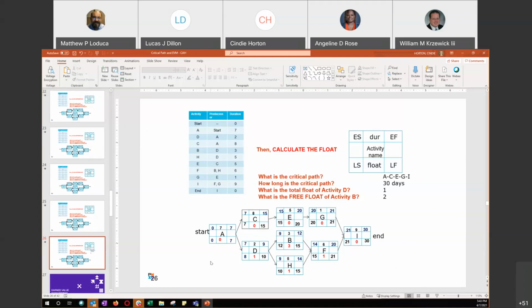I got a little lost when you're working backwards on how to get the late start. Like in F, how'd you get 15? In H, how'd you get 10? For late start in box F, how'd you get 15? 21 minus 6. Okay, got it. Yeah, you're going backwards and subtracting out the duration. Okay, thank you.